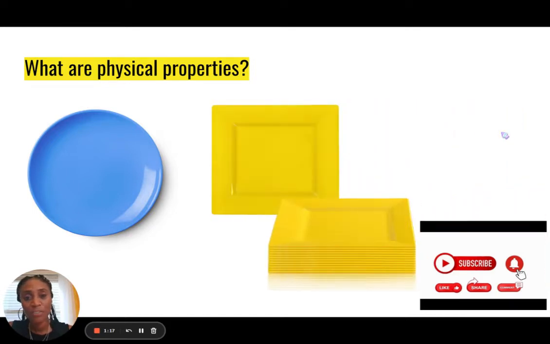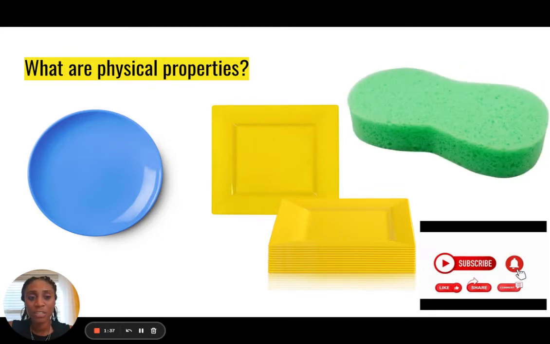Then, as you wash further, you'll see something looking like this. What's that? That's square and it's yellow. Those are two other physical properties. So far, you can see that the color of the plates are one physical property, and then the shapes are another.